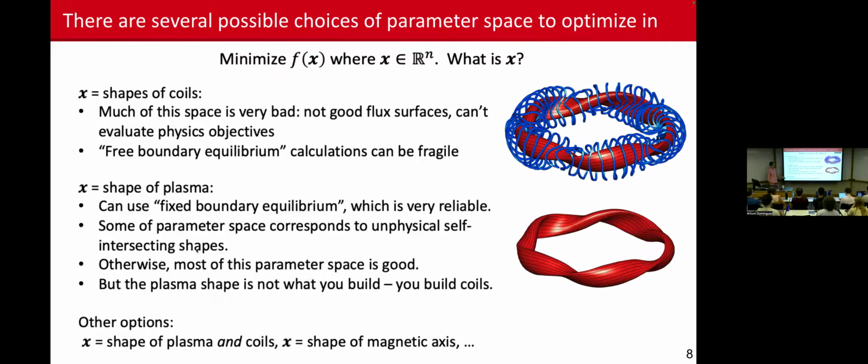And there are other options here. You can do what's called single stage and take the degrees of freedom as both the shape of the plasma and the coils. It's a little complicated to explain, so I'm going to gloss over this. And there are also semi-analytic solutions called the near-axis expansion, which takes the degrees of freedom as the shape of the magnetic axis. So there are other ways you can formulate these problems depending on what you're trying to do.